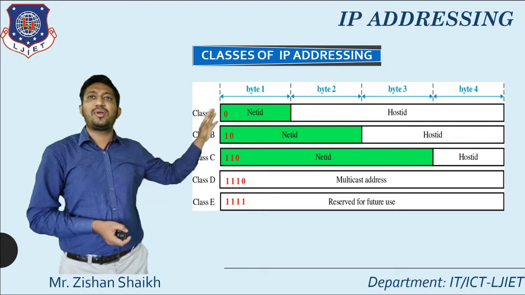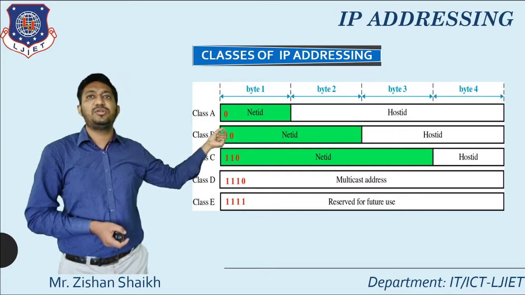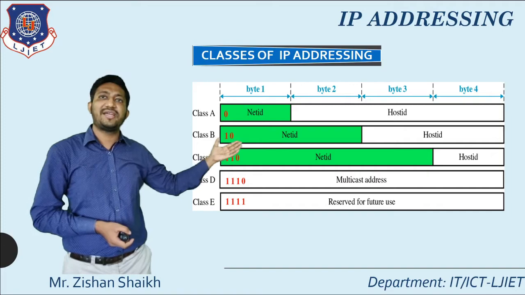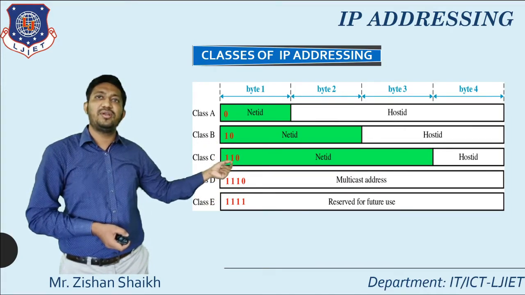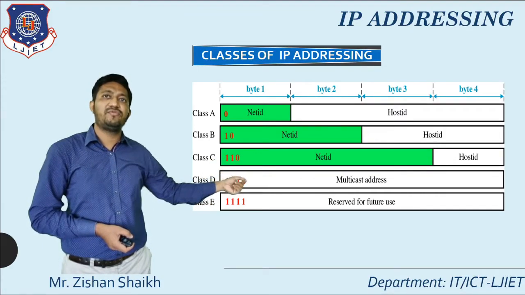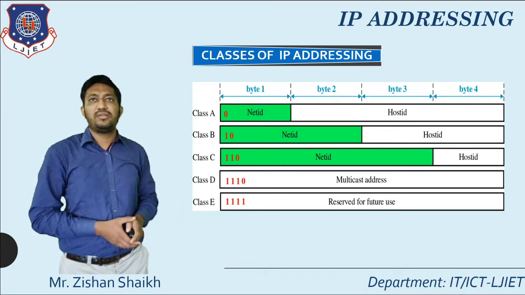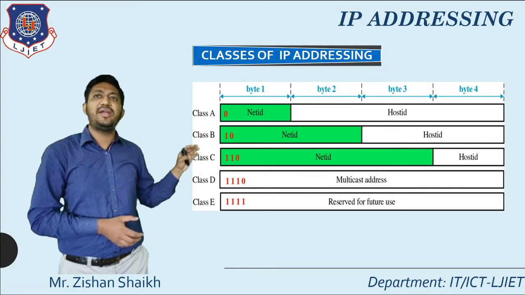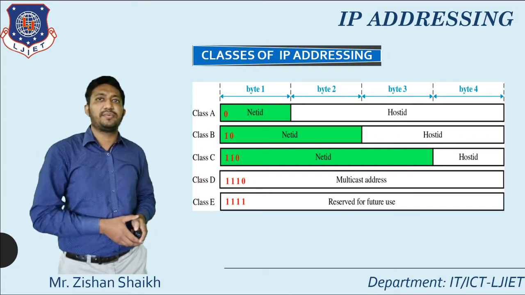When we are talking about class A, the first bit will always be 0. In class B, the first bit is 1 and the second bit is 0. In class C, the first 2 bits are 1 and the third bit is 0. In class D, the first 3 bits are 1 and the fourth bit is 0. Whereas in class E, the first 4 bits are 1. That will be calculated in the later part, but for the identification of the class, we can use this particular concept.